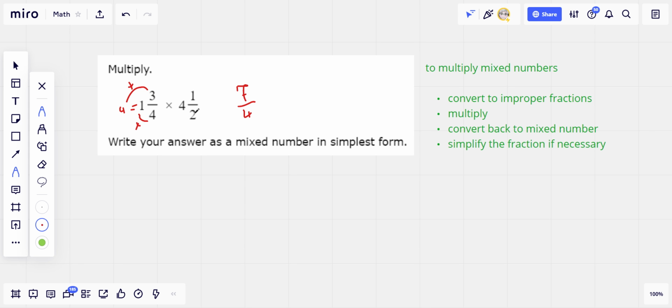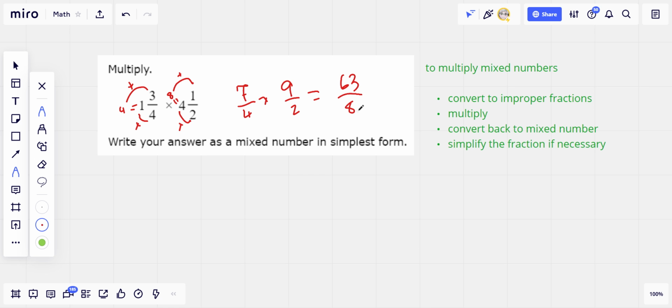Okay, let's do the same here. We're going to multiply 2 times 4, that's 8. And then we're going to add that up here. So that is 8 plus 1 is 9. And we put it over the original denominator, 9/2. So we came out with 7/4 times 9/2. Now that's not too difficult. 7 times 9 is 63. And 4 times 2 is 8.